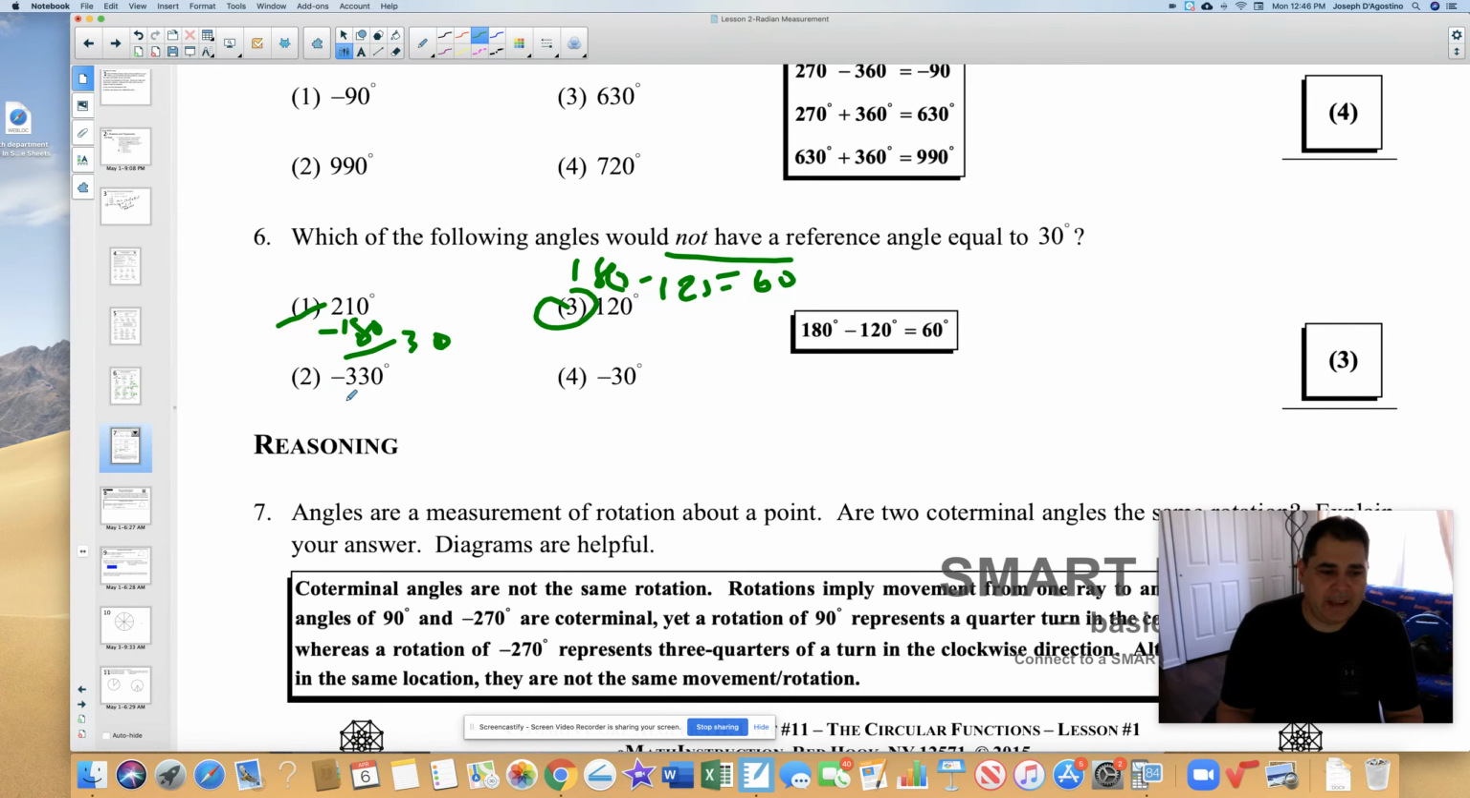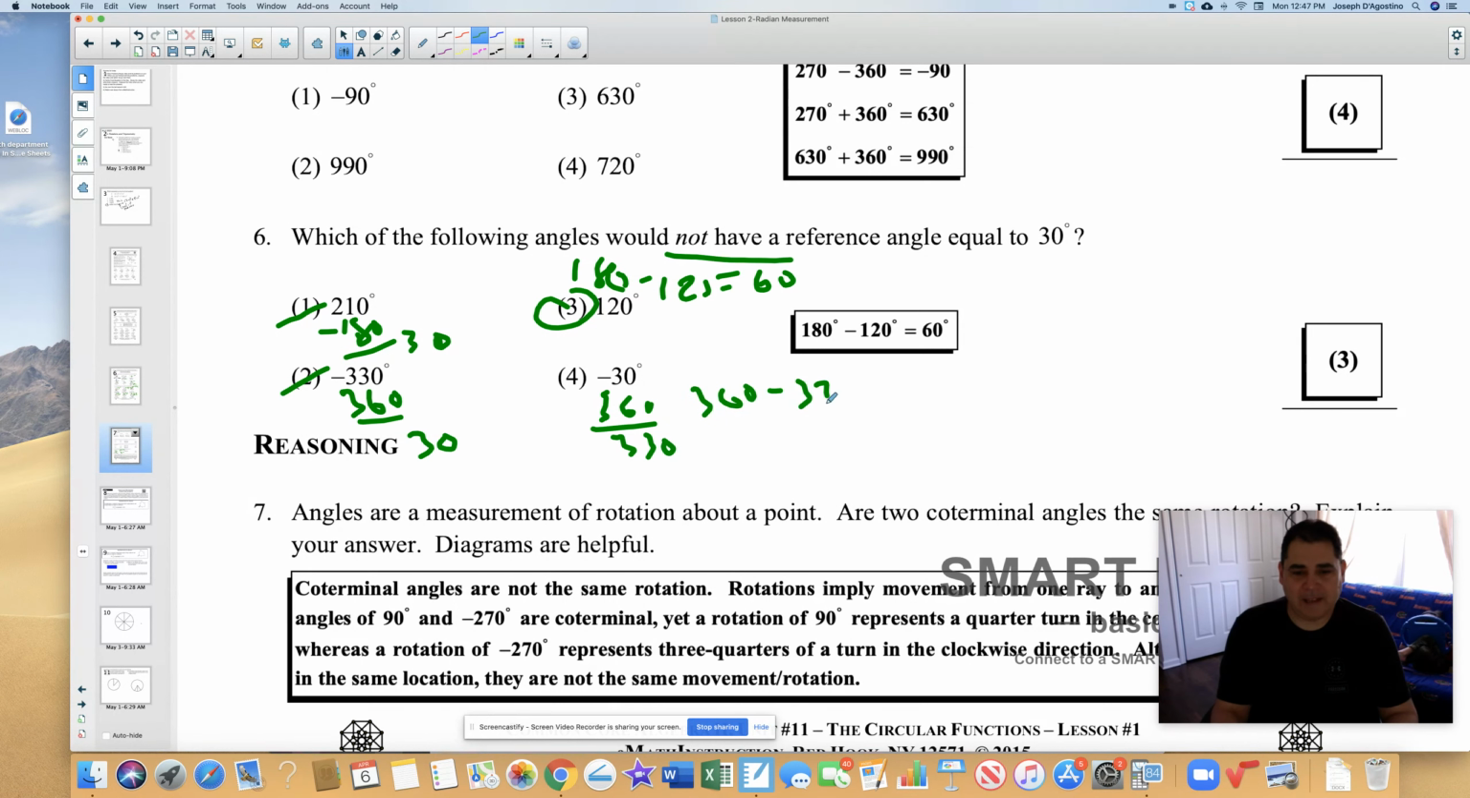Now, these are both negative, so what I would do is add 360 to both of these to get a positive coterminal angle between 0 and 360. So that gives me 30, and that gives me 330. Now, since this is in the first quadrant, 30 is its own reference angle. Now, in the fourth quadrant, you do 360 minus the angle to get the reference angle, which is 30. So the answer is choice 3.